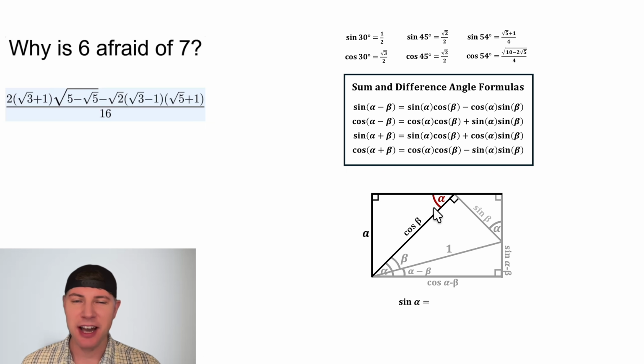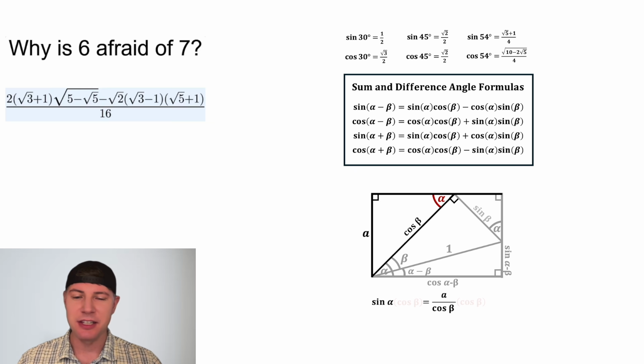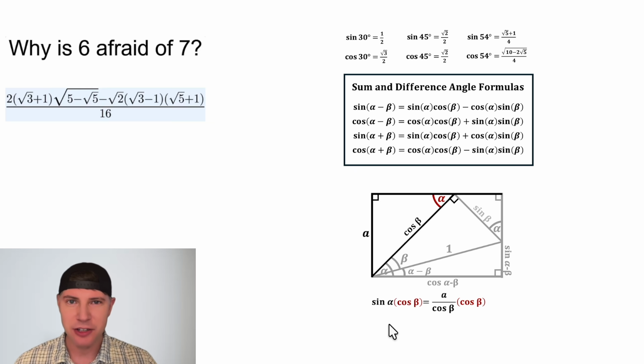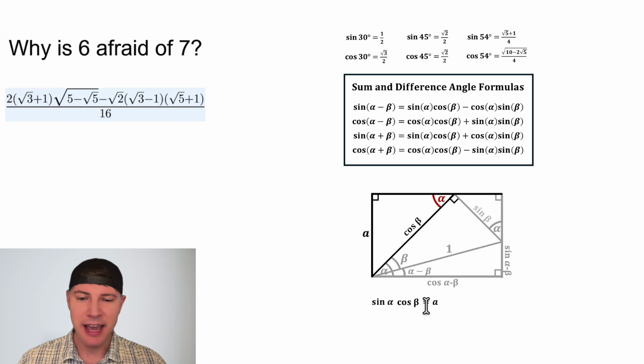And we know that the sine of alpha will be equal to the opposite over the hypotenuse. So we can say sine of alpha is equal to A over cosine beta. Now, if we want to solve for A, we can multiply both sides of the equation by cosine beta. On the left-hand side, it'll just be sine alpha cosine beta. And on the right-hand side, these cosine betas are going to cancel each other out. So now we have our value for A. A is equal to sine alpha cosine beta.